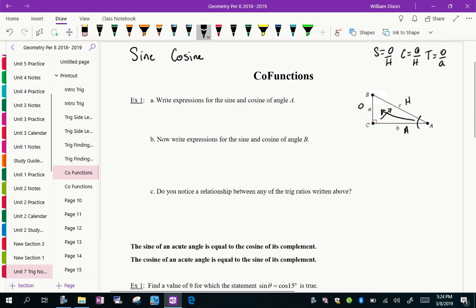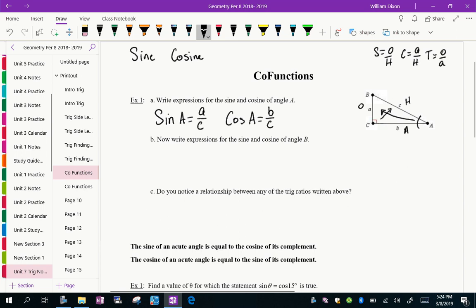All right, so A says write expressions for sine and cosine of angle A. So I'm going to write sine A equals my opposite, which is A, over my hypotenuse, which is C. And the cosine of A, it's going to equal my adjacent, which is B, over my hypotenuse, which is C.